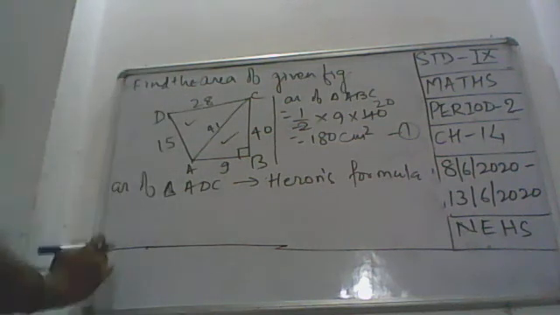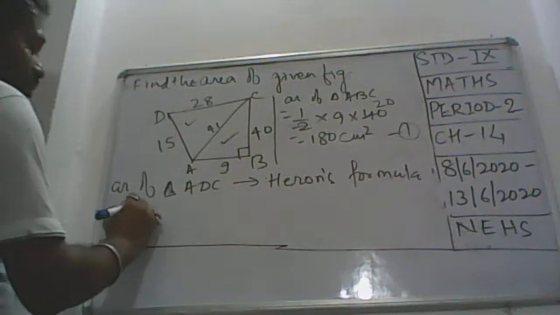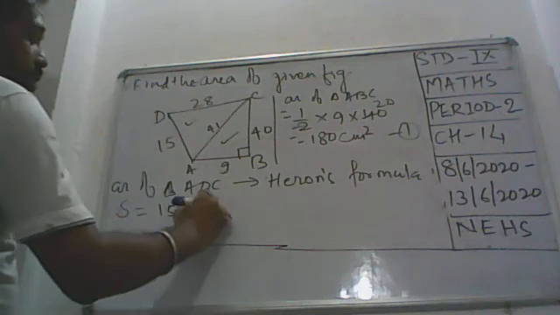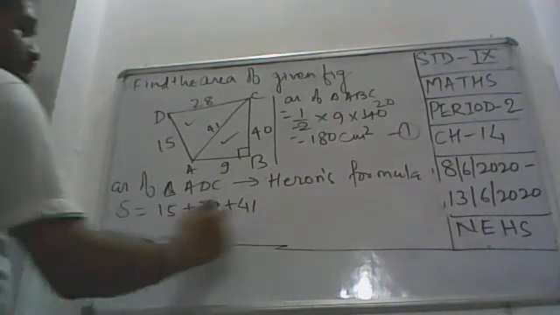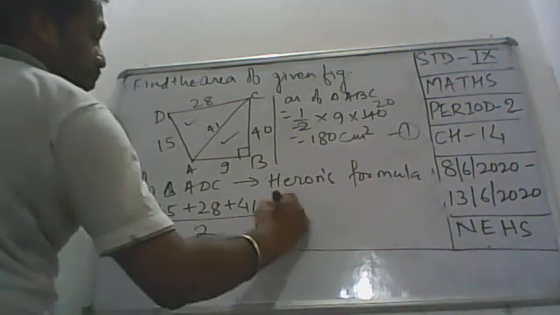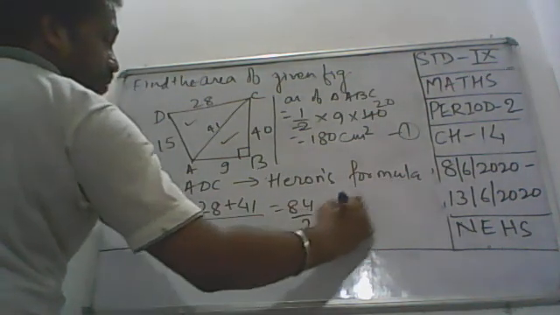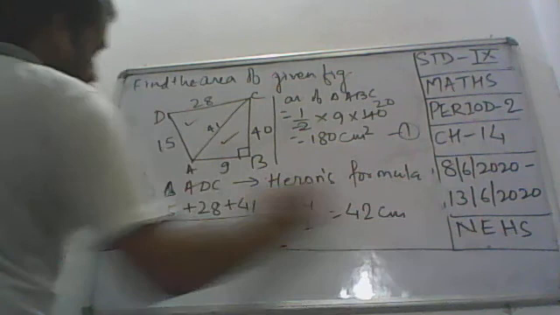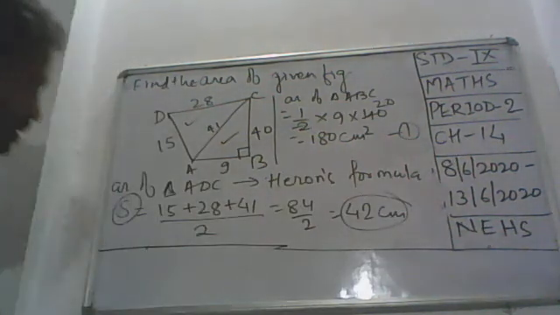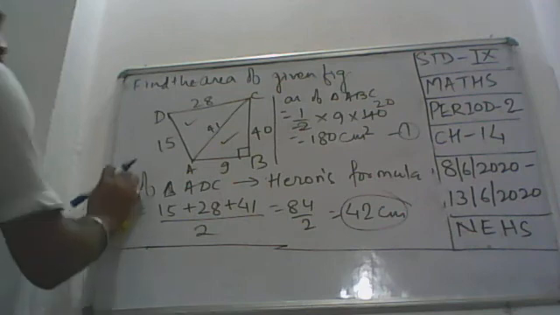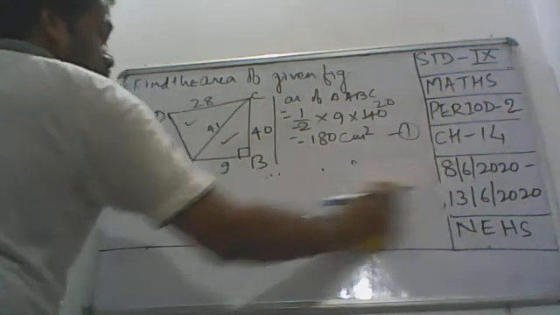So now this area will be, directly I am doing here. First of all, I will find S. S is 15 plus 28 plus 41. So this one is 84 by 2. That one is 42 centimeter. I have found my S. This is 42 centimeter. Now I will apply this in the formula only.